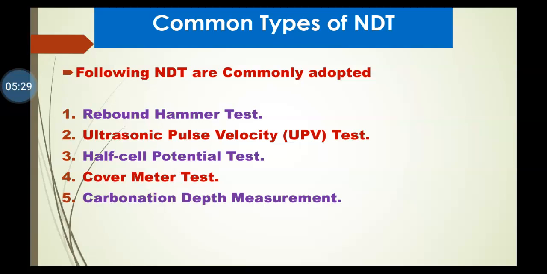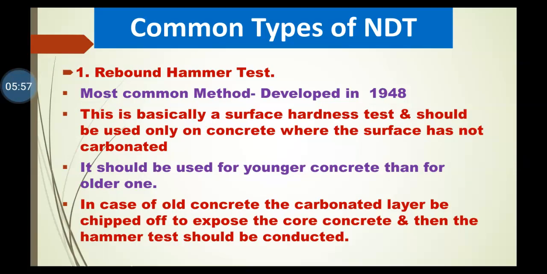Next, the common types of NDT tests carried out are: first, the rebound hammer test, which is very easy and used all over the world. Second, the ultrasonic pulse velocity test. Third, the half cell potential test. Then the cover meter test, and last one, carbonation depth measurement. From these, I am going to explain the rebound hammer test. It is a very useful and very common method to determine the result. So I am going to explain this method only.